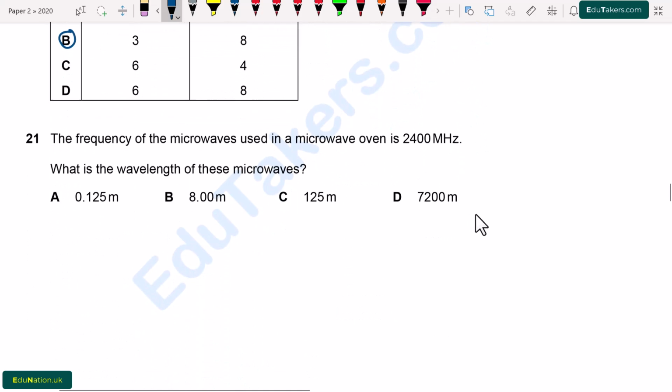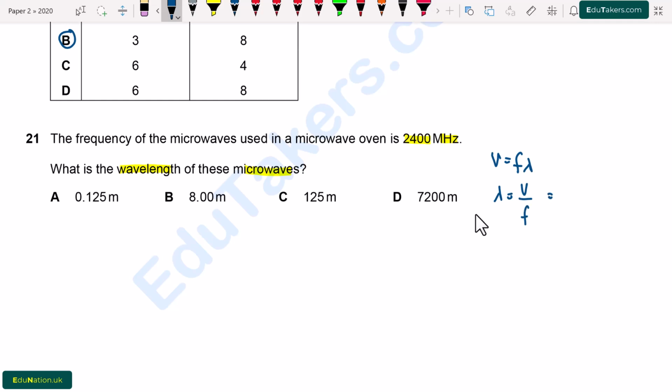Question number 21. The frequency of the microwaves used in the microwave oven is 2400 MHz. What is the wavelength of these microwaves? So here we have to find out the wavelength. V is equal to f lambda, and lambda is equal to V over f.